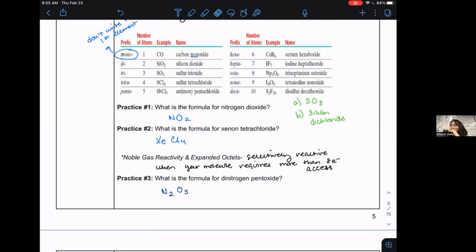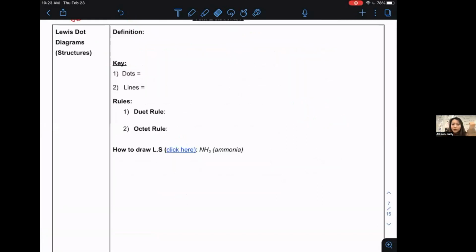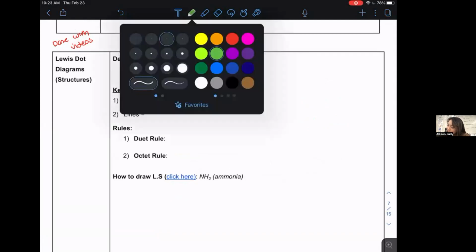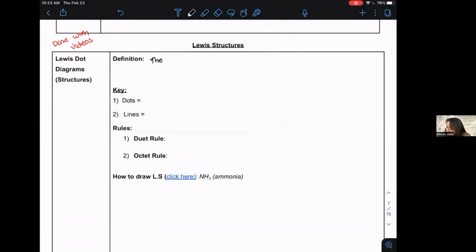All right, so now we're going to continue on into our discussion about how do we illustrate particularly sharing of electrons. So Lewis structures are the illustration of how atoms share electrons. So what type of bonding is that if I say share?